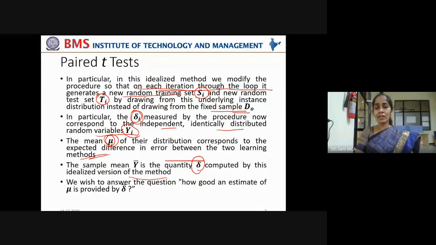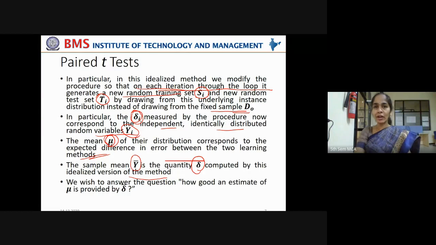Remember here, I'm not making K partitions. I'm just doing my experiments randomly. In that case, I'm getting one delta value each time. Now add up all those delta values, the differences in the errors of the learning algorithms, and you will get delta bar. Now the sample mean y bar is the quantity delta bar. What you're finding out is the mean of the errors.